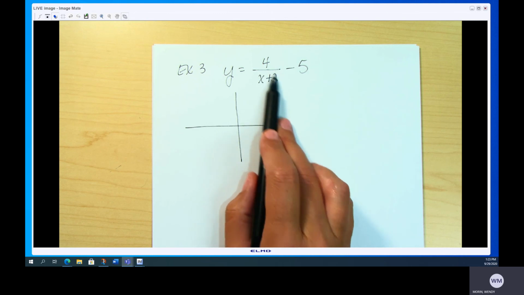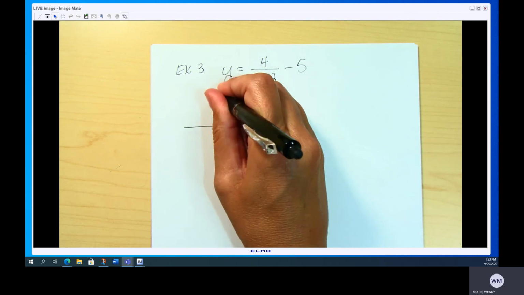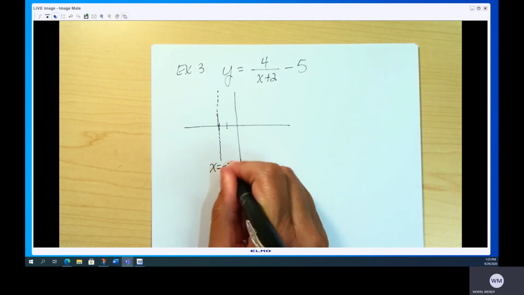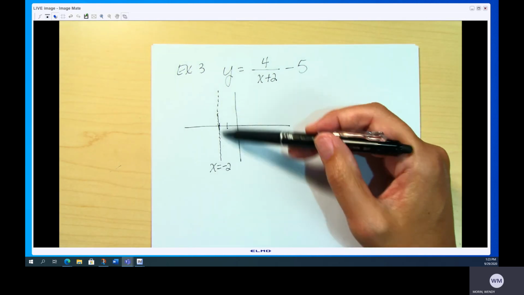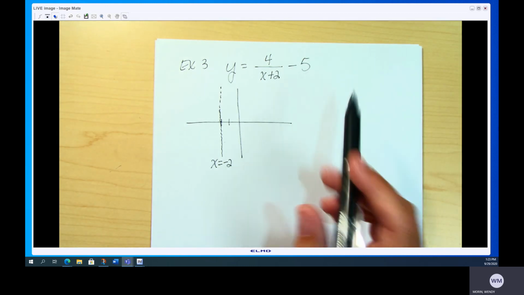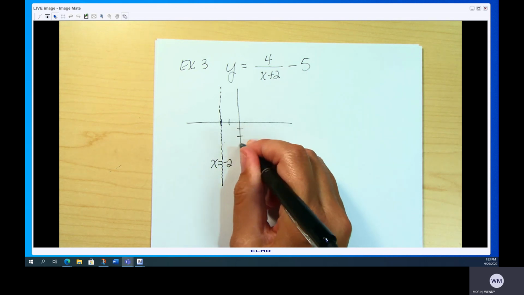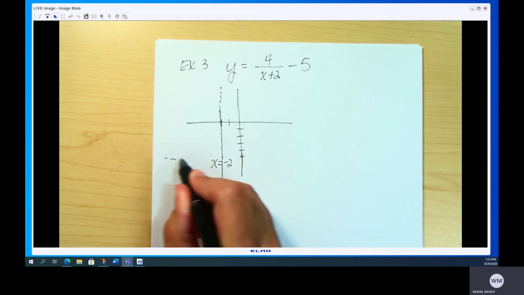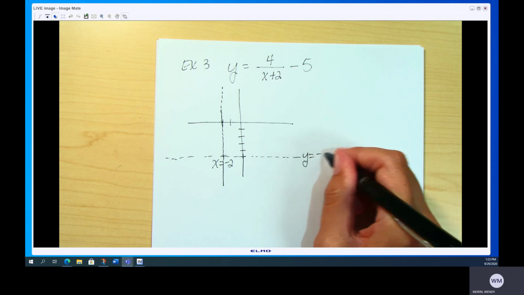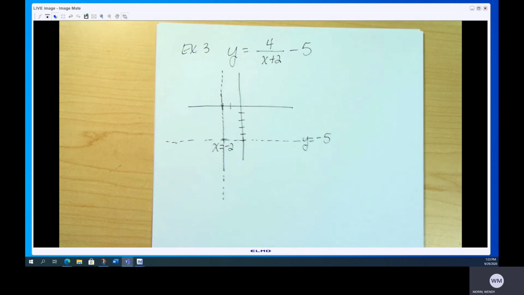What makes the denominator 0? That would be -2. So you cannot have x equals -2 on your graph. That's going to be where your function is undefined. And how about this -5? Where is that going to move us? That's going to move us down 5. So again, y equals -5 is a horizontal line. Always label your horizontal and vertical asymptotes.